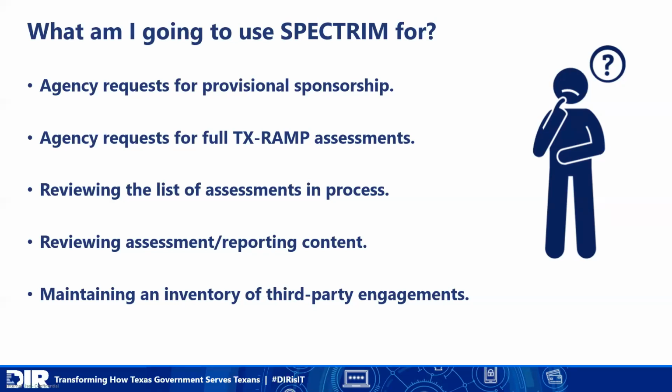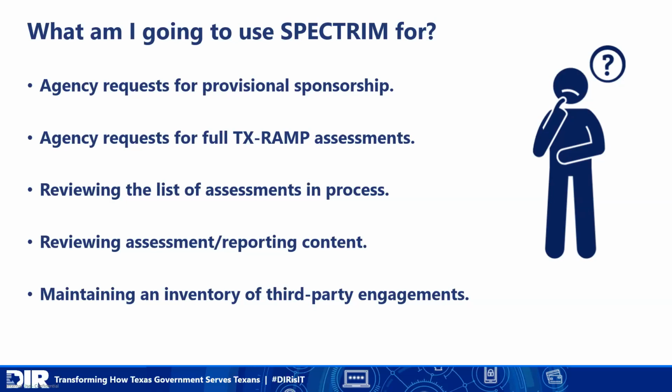Now, obviously, we will need a vendor contact, and we will have to be able to communicate with that vendor to let them know that an assessment is upcoming, but agencies can request assessments through SPECTRIM as well. We are also going to be providing a report that lists all of the StateRAMP assessments on cloud services that are in process or in queue.